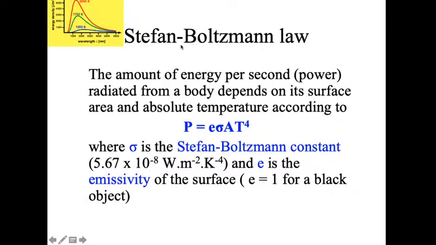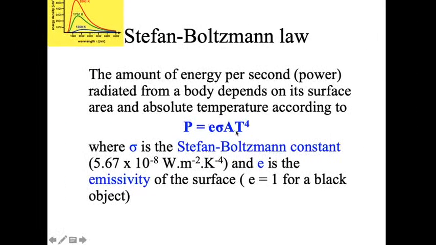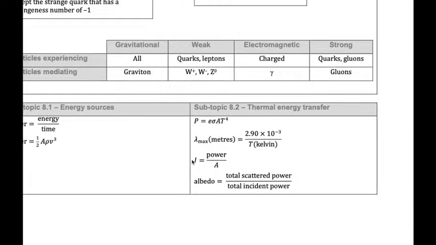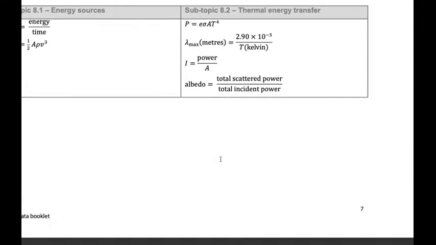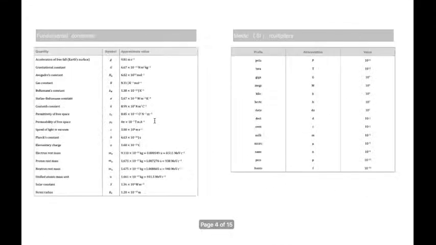All right, now we have the Stefan-Boltzmann law, which is the amount of energy per second, power, radiated from a body, which depends on the surface area and the absolute temperature, according to this formula, also given on our formula sheet. This one is the Stefan-Boltzmann, and you have this sigma here, which is our Stefan-Boltzmann constant, which you can find not here, but somewhere else on our formula sheet. I'll just try to navigate that for you as well.